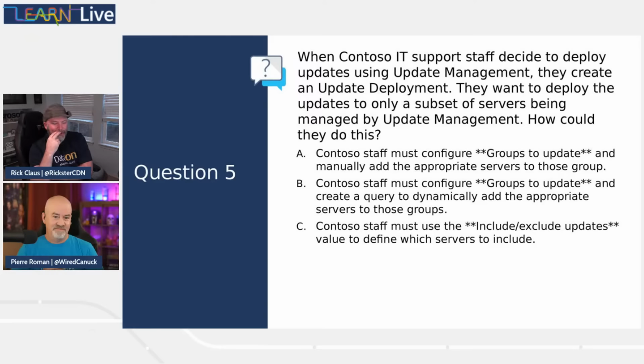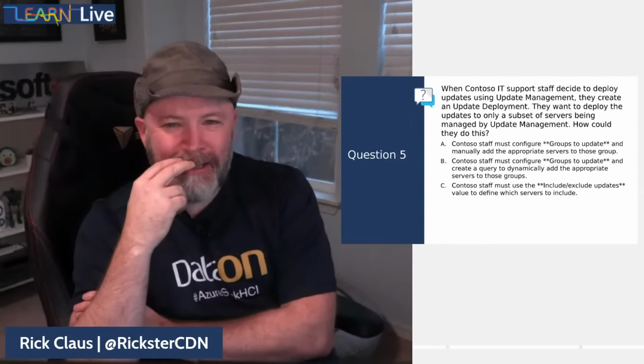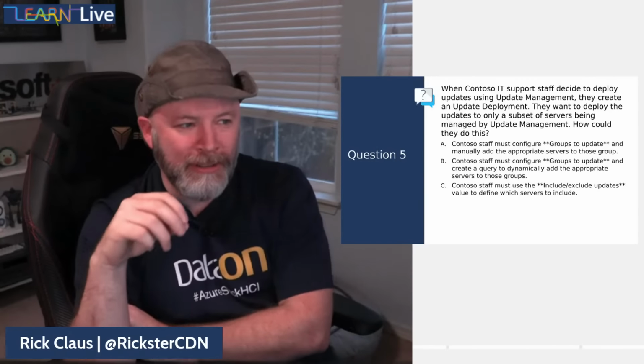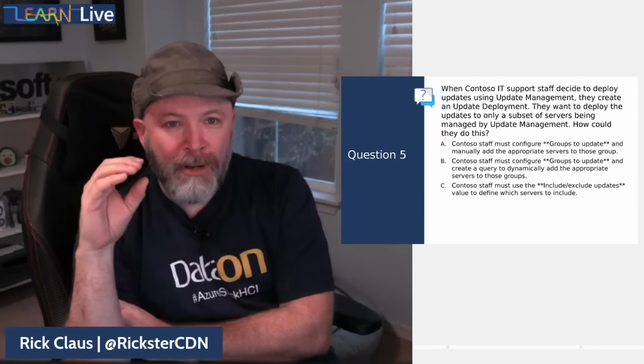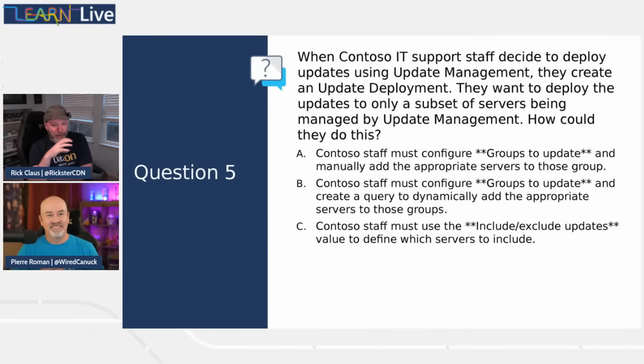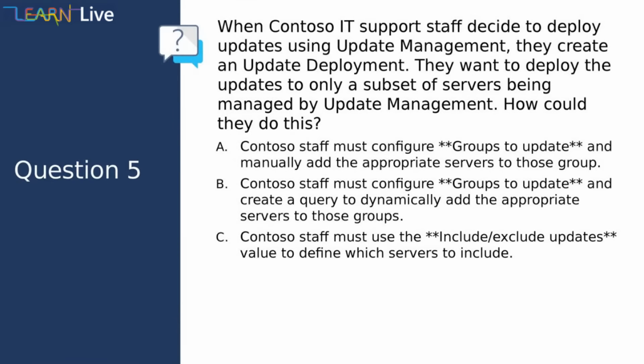Oh, this is a tricky one. I'm looking at hints inside the wording. Whenever I'm doing an exam question from Microsoft or any certification exam, I always look for my knowledge of the product and also individual words that jump out at me. Yep. And the first one that jumps out at me is the manual process and the word groups. In A, it says Contoso staff must configure groups to update and manually add the appropriate servers into those groups.